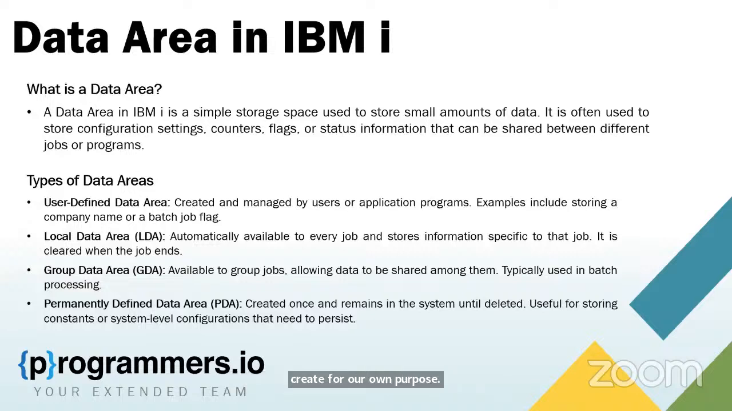So for automated purposes, when the automated jobs are running, these are just created for a temporary purpose while the job is running, and at the end of the job, it will also be cleared. The group data area is quite similar to the local data area. The small difference between them is that it runs with batch jobs or batch processing, so we are using multiple data areas for that.